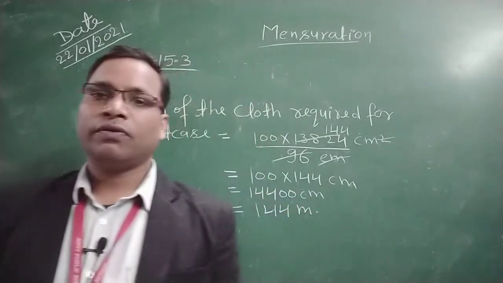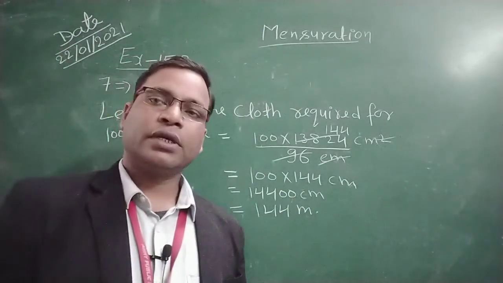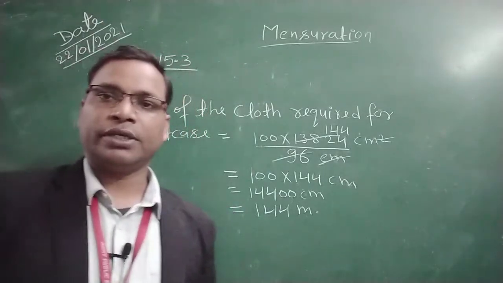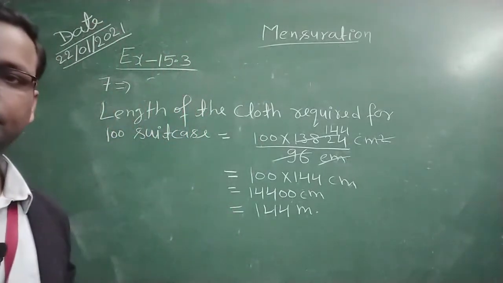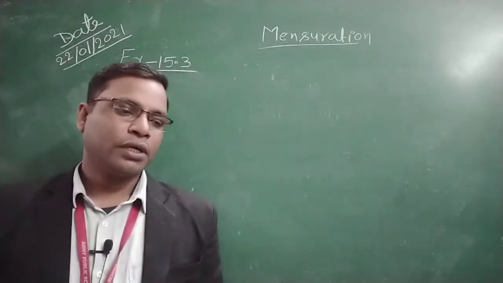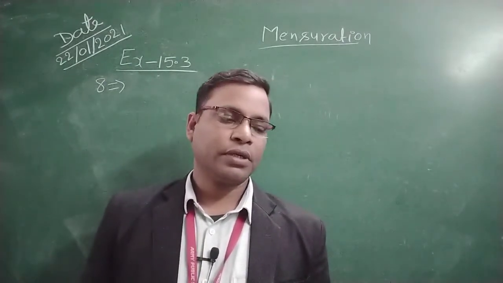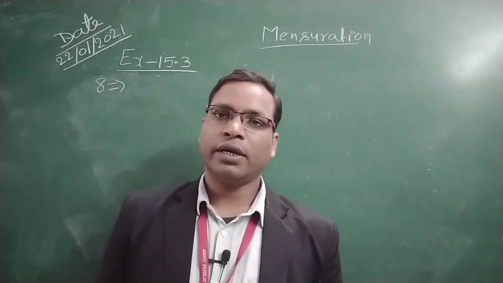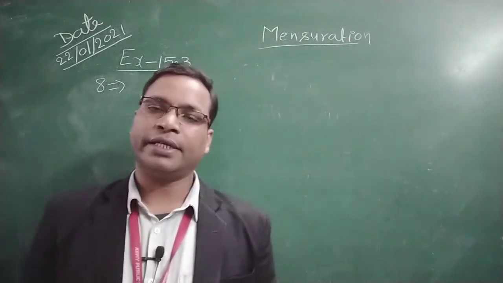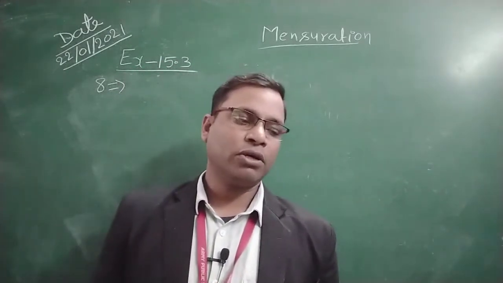Now we are going to discuss the next question. Question number 8, related to the surface area of a cylinder. So let's see. The total surface area of the cylinder is 6,512 and the circumference of the base of the cylinder is 88 centimeter. Find the volume of the cylinder.